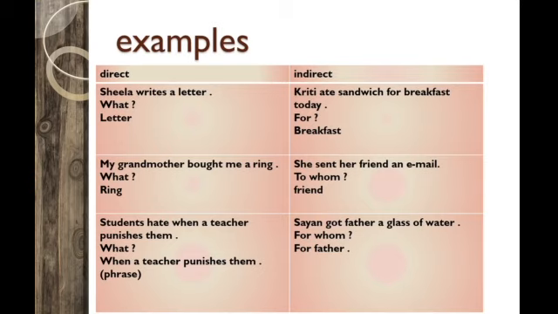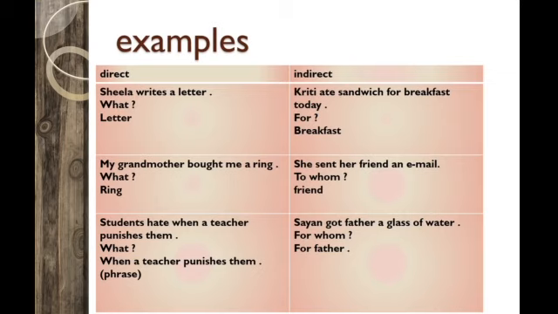Students hate. What do students hate? When a teacher punishes them. So what? When a teacher punishes them, that is a phrase, and phrases also come as a direct object. Now indirect: for whom, to whom. Like Kriti ate a sandwich for breakfast today. So my question is for what? For dinner, for breakfast, for lunch, for what?